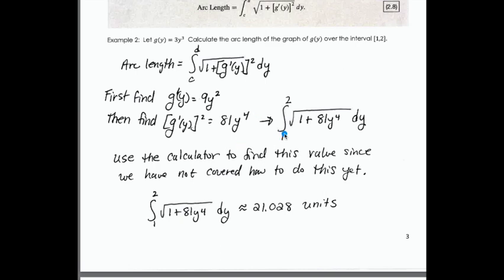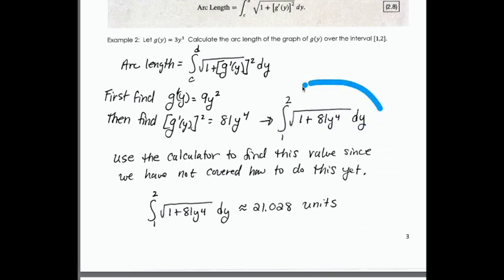So I'm going to set up my integral. Since we're going from 1 to 2, and this is telling us that it's over the interval 1 to 2. Remember, if you know that this is in terms of x, you're going to have to switch it so that it's in terms of y. So on the y-axis from 1 to 2, and then I'm going to write the square root of 1 plus, and then I'm going to plug in my value for my derivative squared, which we found was 81y to the fourth, and then of course put in the dy.